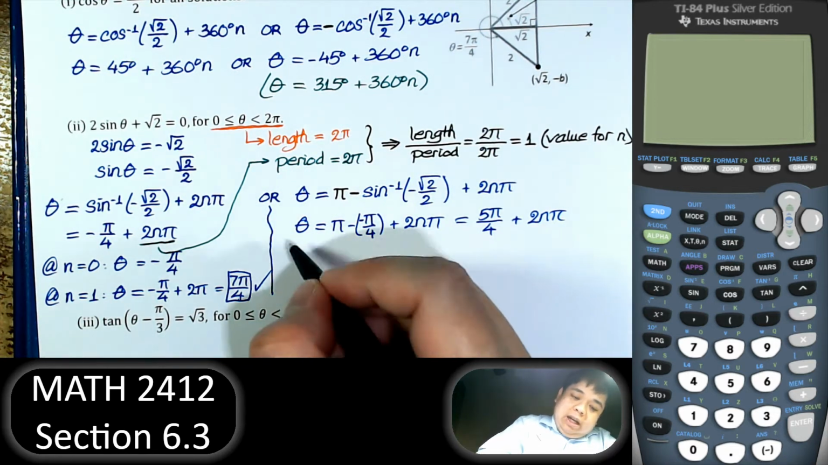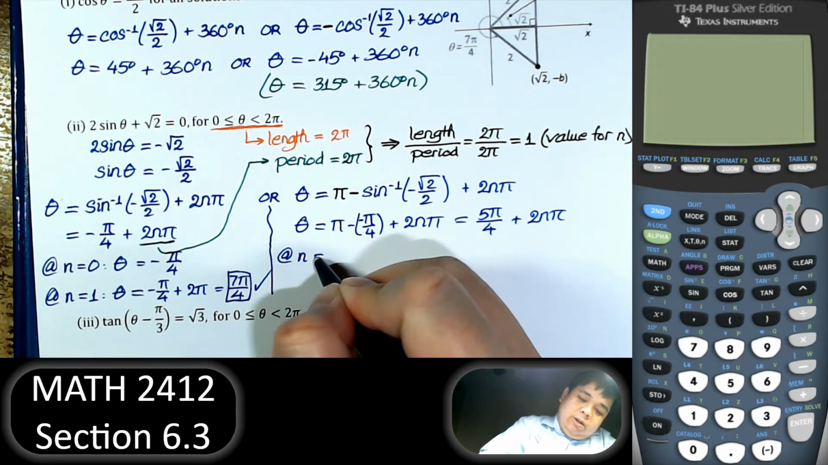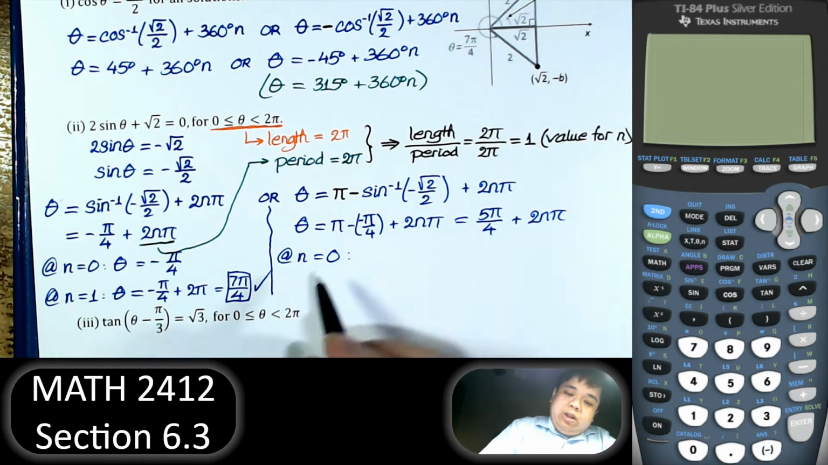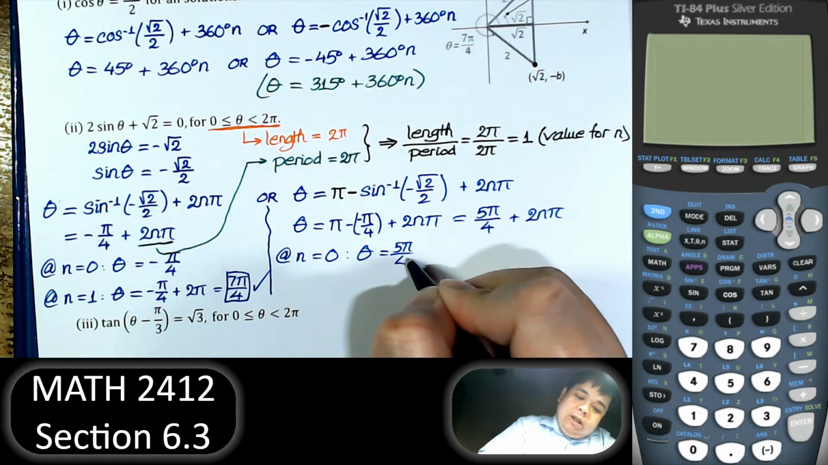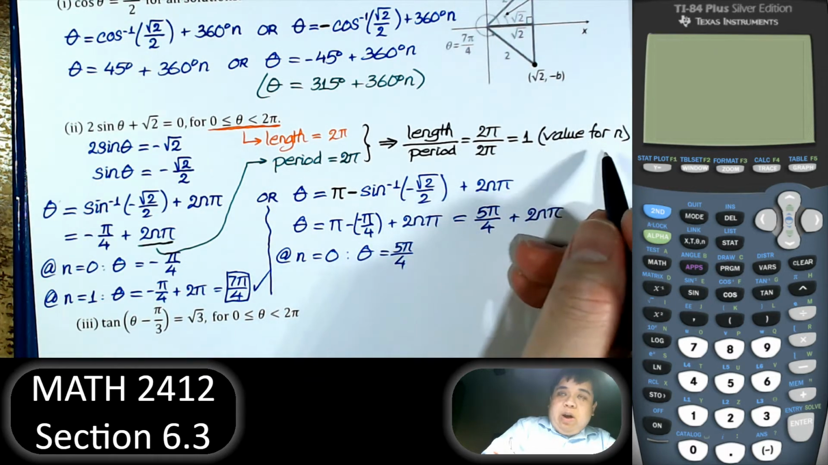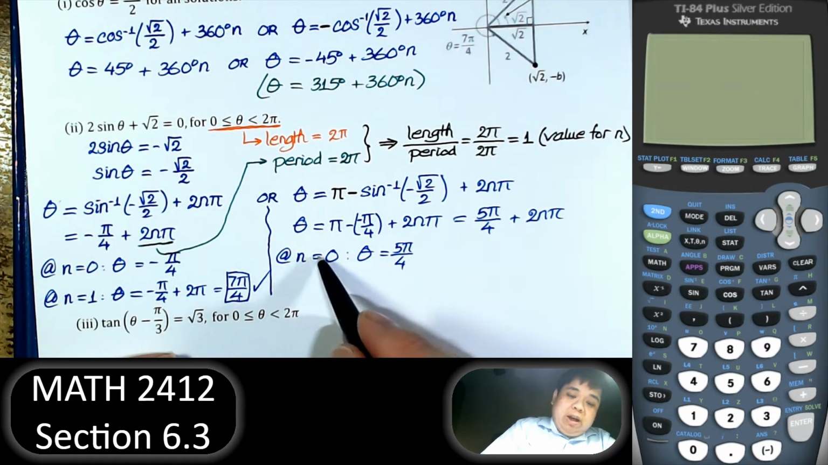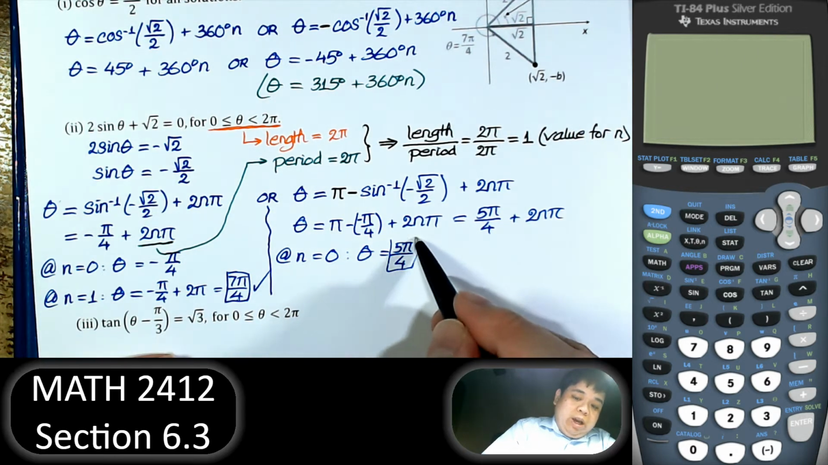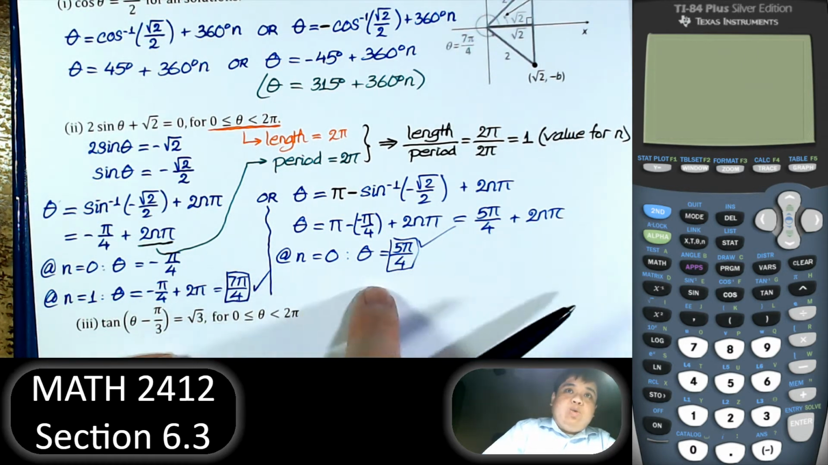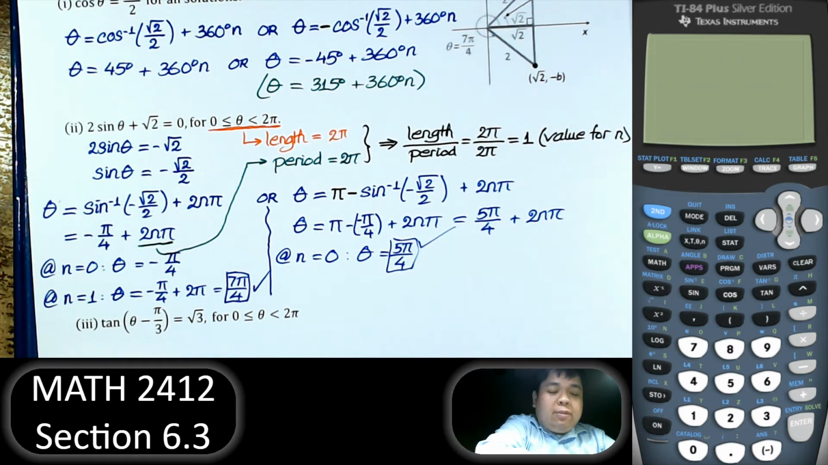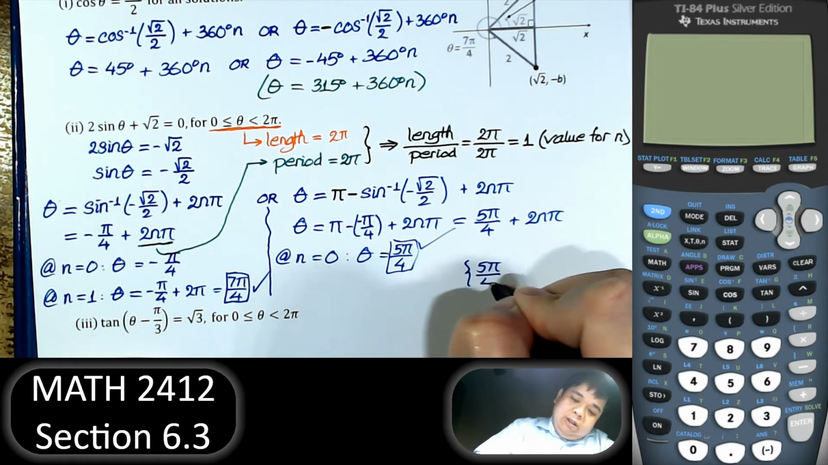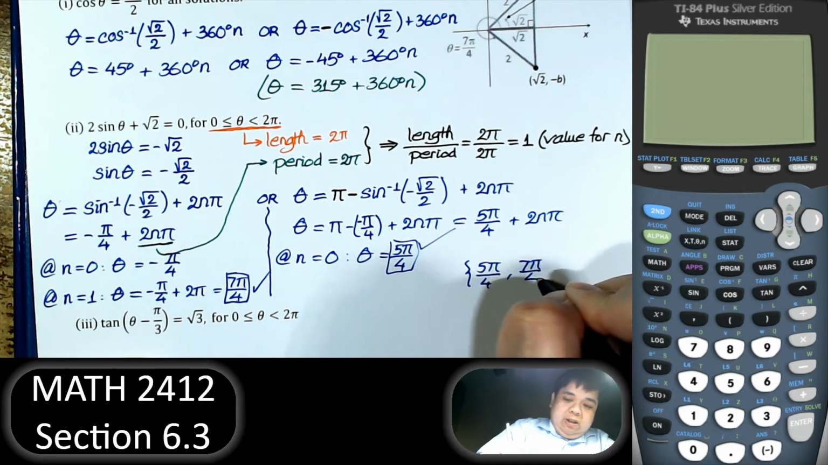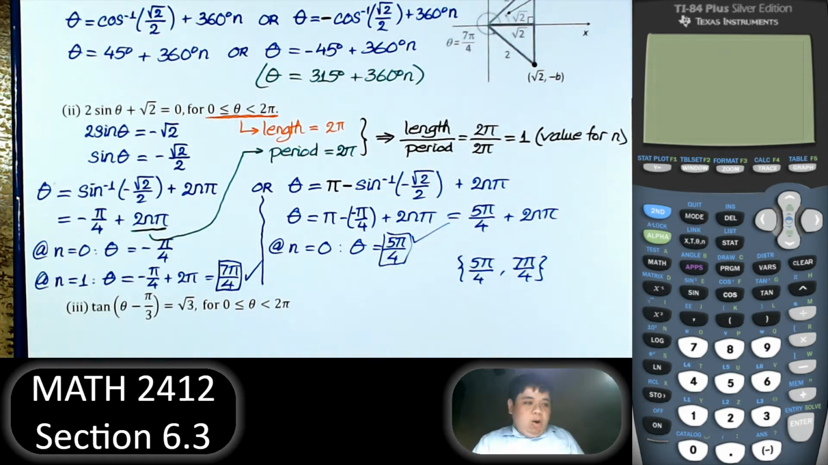Now over here, let's choose n to be 0. When n equals 0, we have 5 pi over 4. And according to this, only 1 value for n will work, and we find 1 value for n that works. So that's all we have. Only 1 value for n for each one of them. Right? So in this case, the solution set we can say is 5 pi over 4 and 7 pi over 4. Right. After a few more problems, you get the idea.